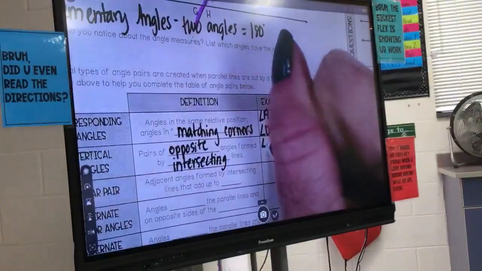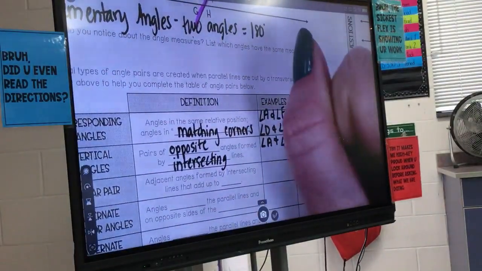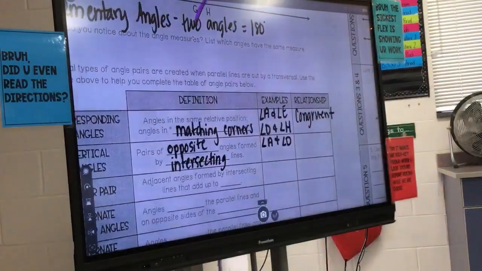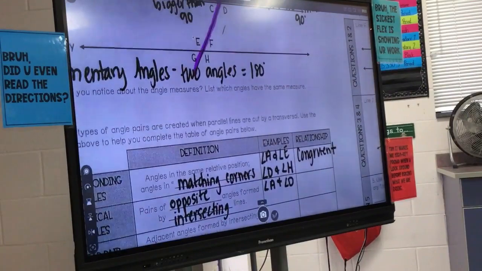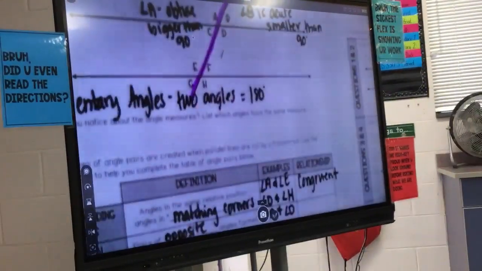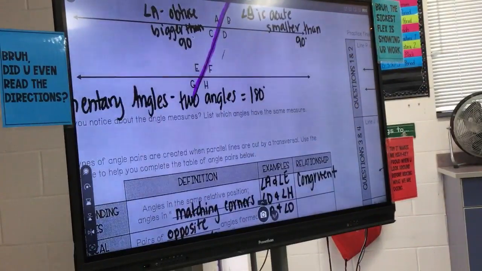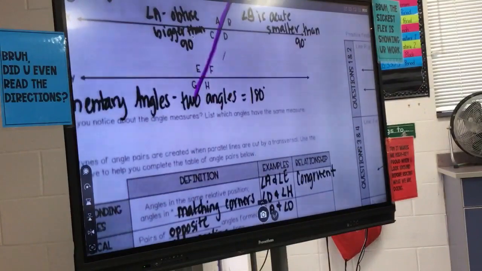And an example of this would be angle A and angle D. Okay, so let's find angle A and find angle D. What do you notice about them? Are they congruent? So are they the same? Or if we added A and D together, would it give us 180?